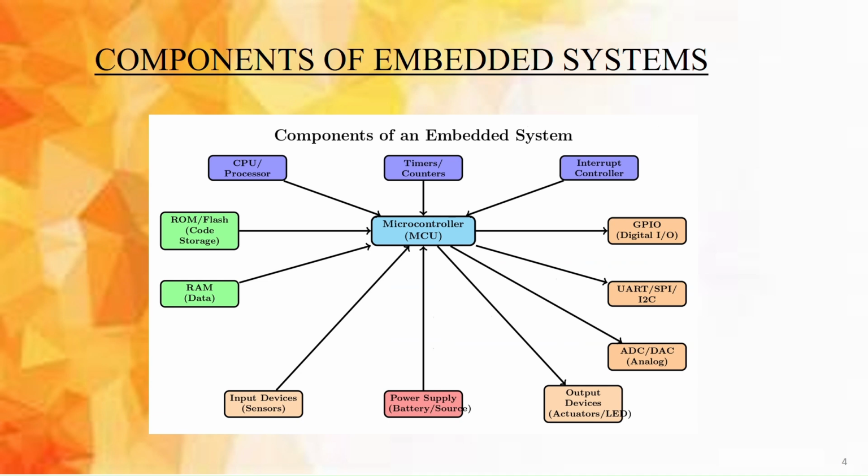Components of embedded system. The main components of an embedded system are processors, microcontrollers, a memory, input devices, and output devices. The processor controls the system. Memory stores the program. Input devices accept user input and output devices display or perform actions. All these components work together to complete a specific task.